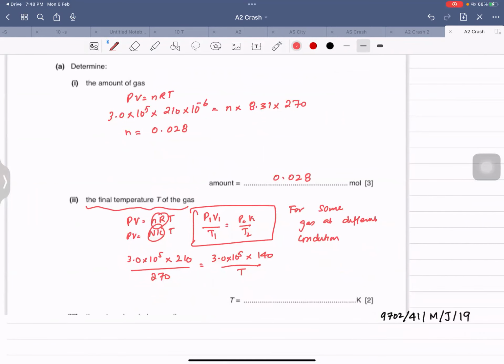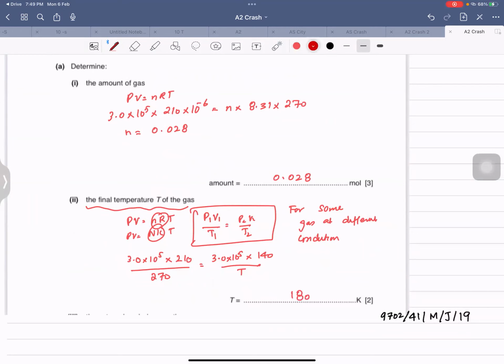Sir, can you explain why nR and nk got removed in the equation? Yeah, I'll tell you. Just hold on. First, find the answer, please. So 180 Kelvin. 180 Kelvin. So that's the answer.